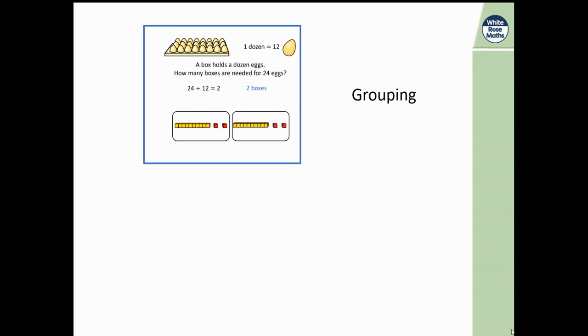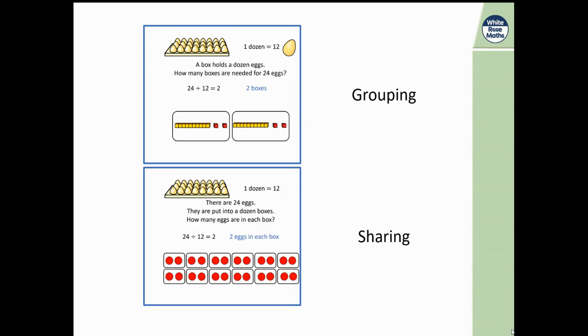So when you are grouping, that's when we're putting the eggs into groups, if you like. We're saying how many boxes are needed for 24 eggs. We have our total already, and we're putting them into different groups. We're putting them into the boxes. When you are sharing, you have your eggs and you already have your number of boxes. So we know how many boxes we have, but we are sharing the eggs out into the different boxes.